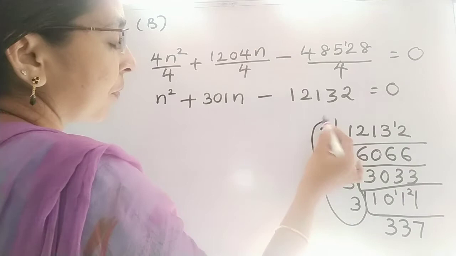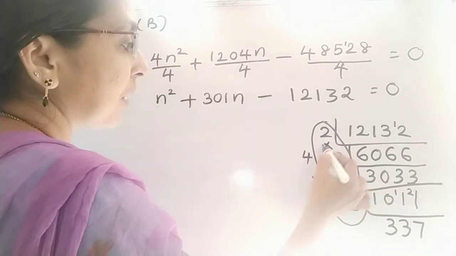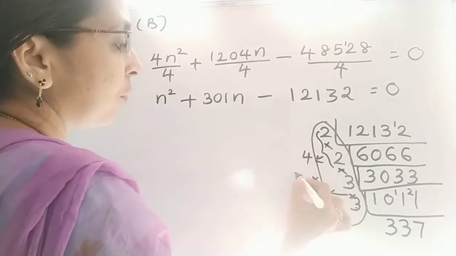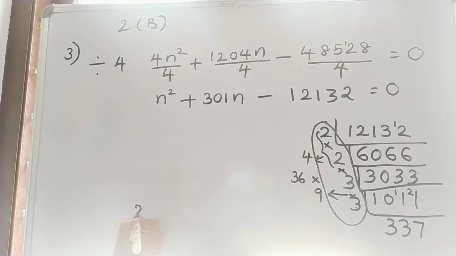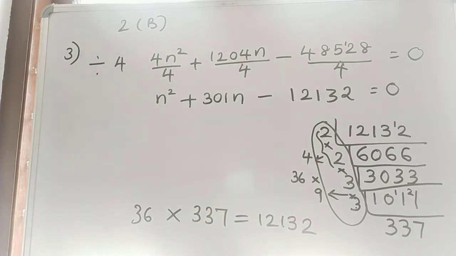So multiply this. 2 into 2, 4. Then 3 into 3, 9. So full multiplication means 2 into 2 is 4, 3 into 3 is 9. So 9 into 4, 36. So we got the numbers. Which are the numbers? 36 and 337. So 36 into 337 is 12132. We want negative 12132. So which number we want to take? We have 301. So 337 minus 36 will be 301, positive 301. So we can put negative sign to 36 and positive to 337. So positive 337 and negative 36. It will be 12132. I think it is clear.